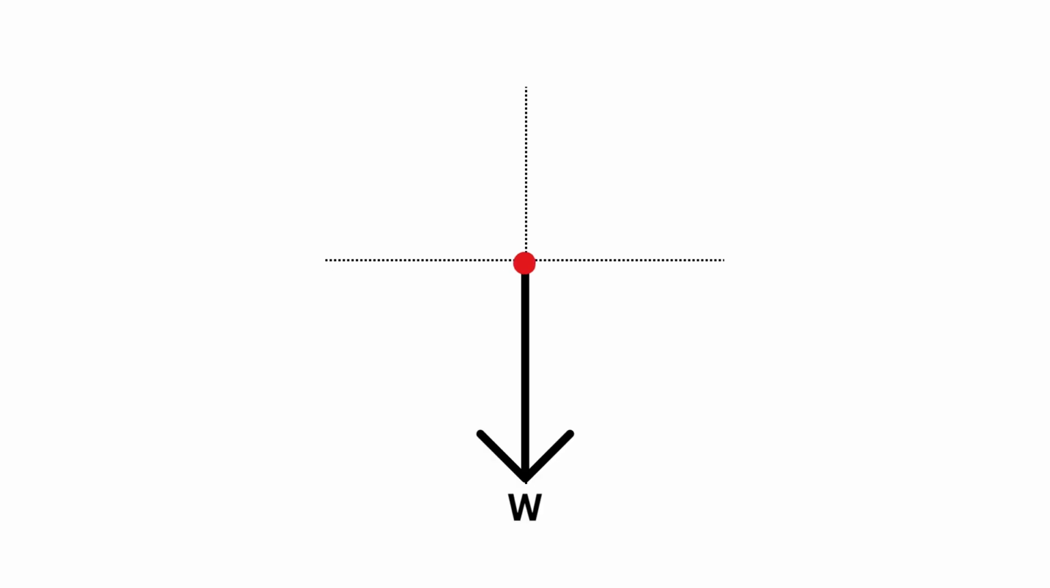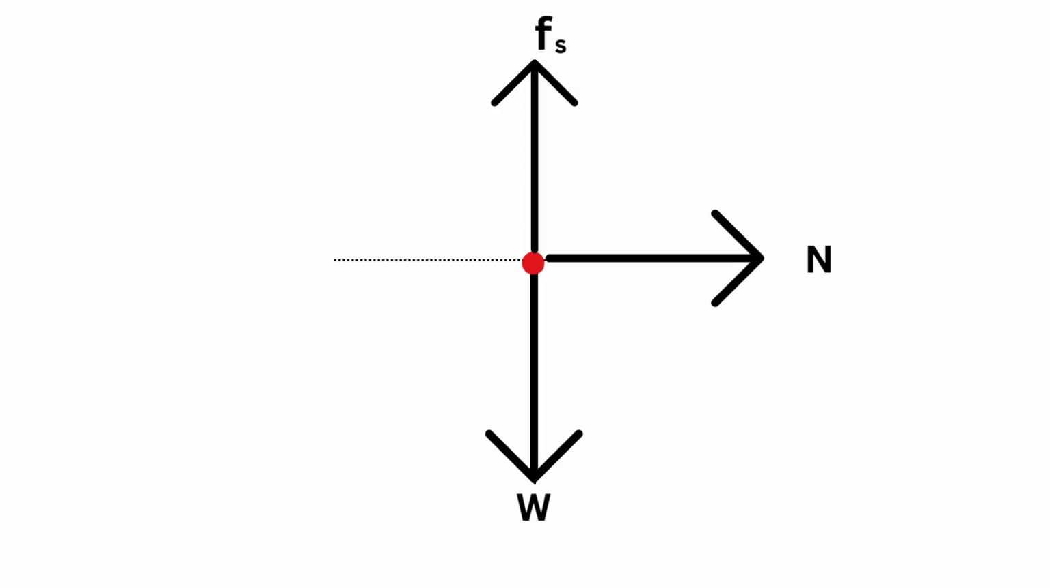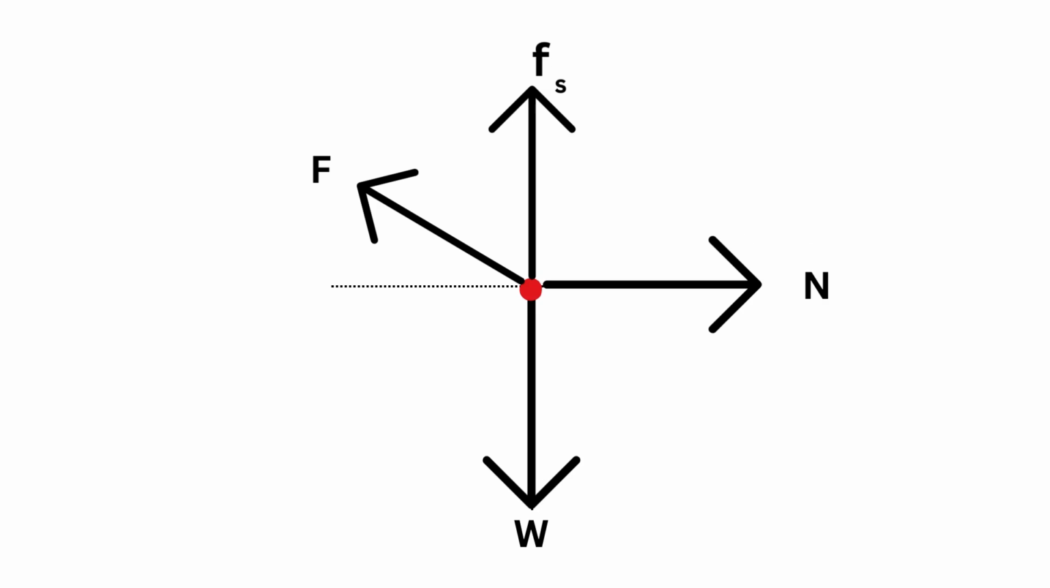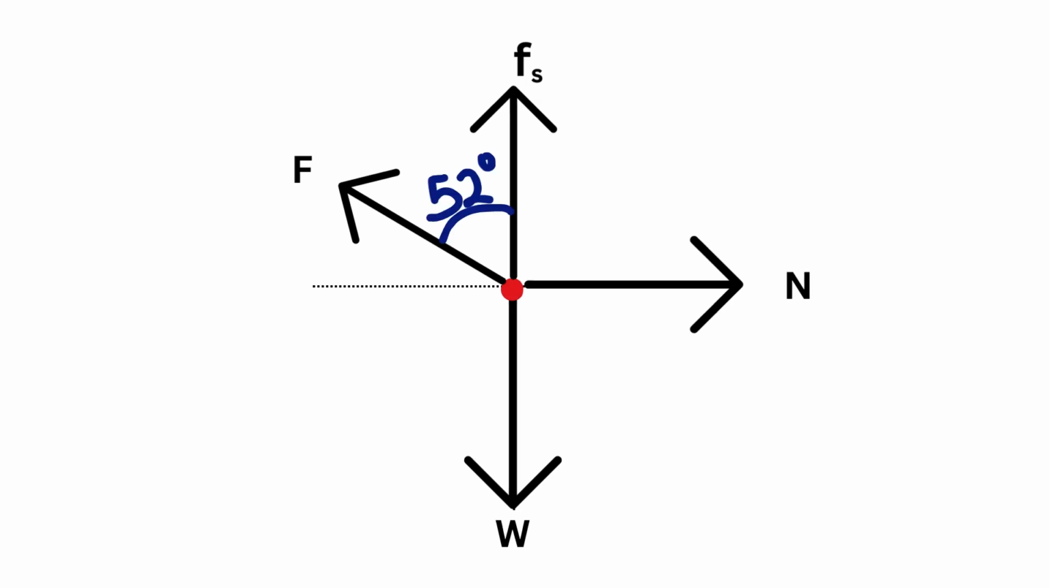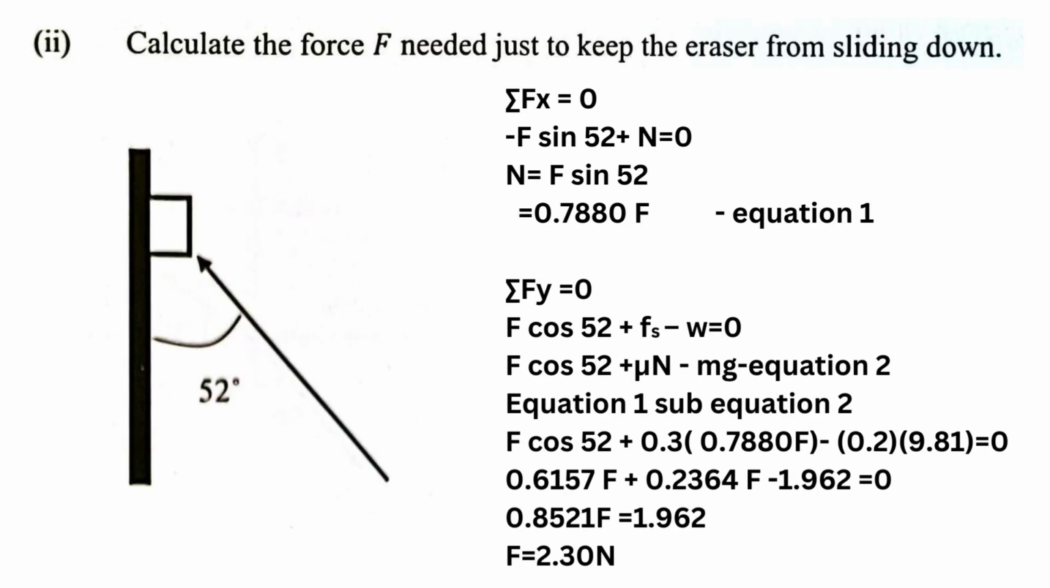The first step is drawing the x and y axis and a dot at the origin. The dot represents the object. Next, draw the weight pointing downwards. Then, draw the normal force which is perpendicular to the y-axis. After that, draw the static friction that acts upwards. Then, draw the force applied on the object. Lastly, label the angle.